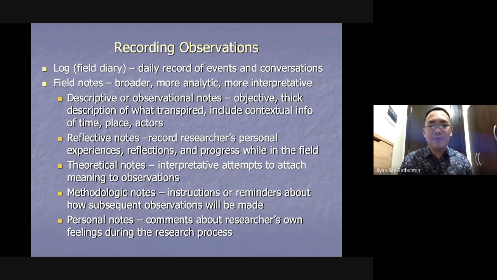While personal notes are your comments about your own feelings during the research process. Magkaiba po siya sa reflective note kasi pag personal note, yung research process ang kinokomentan mo. So, for example, kailangan ko improve ang aking data collection, that's the research process. That is a personal note. But if you try to reflect what's going on in the field, that's a reflective note. So that's the difference between the two.